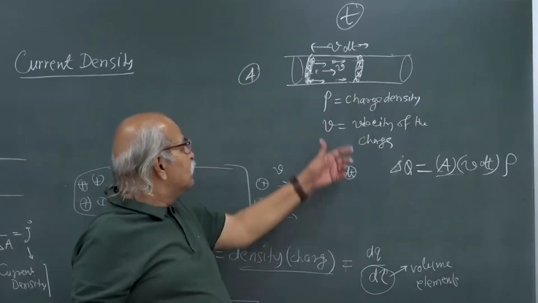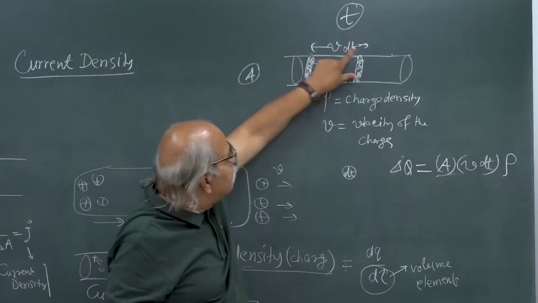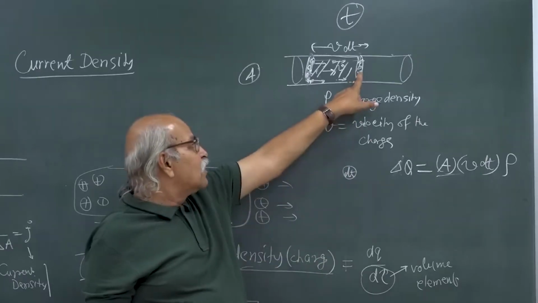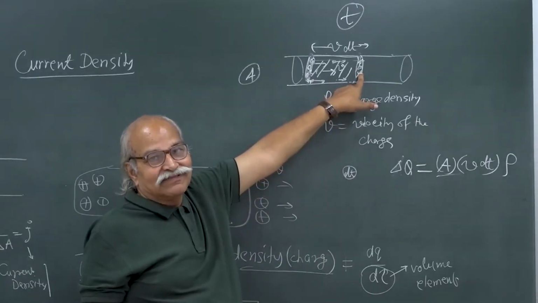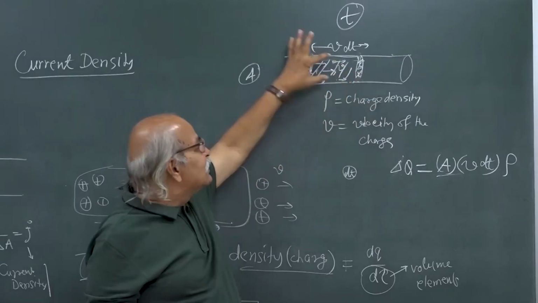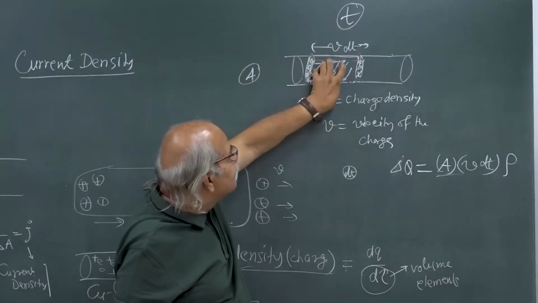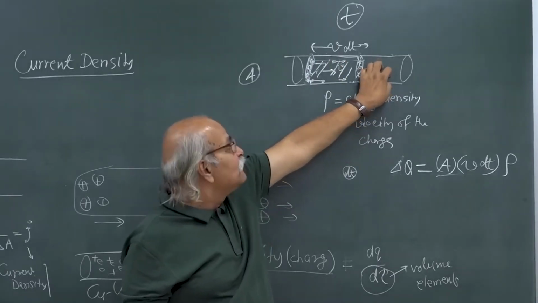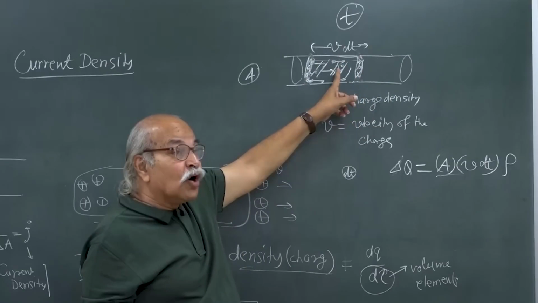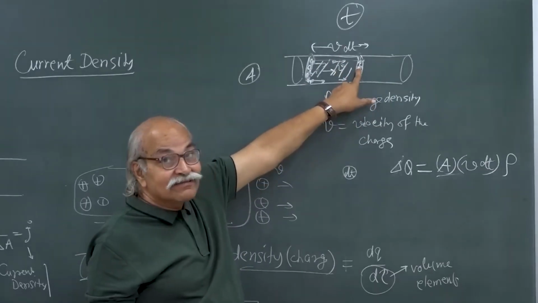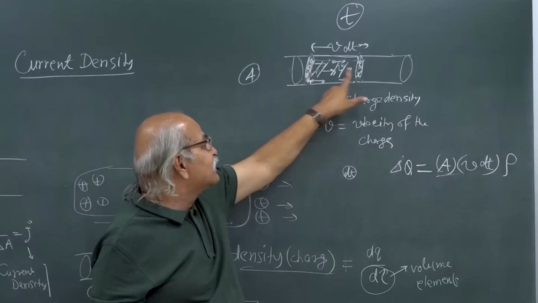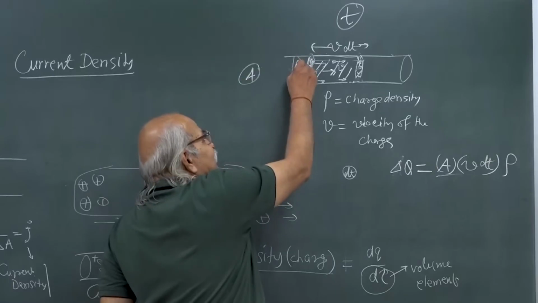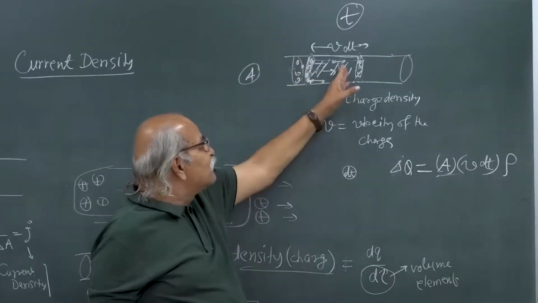Okay, and if this charge has come here, then all these charges, where are they? They have crossed this cross section in time dt. If this charge has come here, that means all these charges have already gone. So in time dt, how much charge has crossed this? Anything behind this has not yet reached here. Anything behind this charge, these charges are still somewhere here.